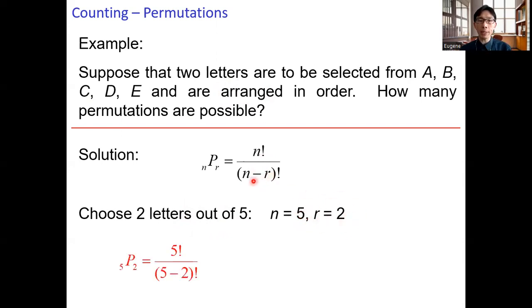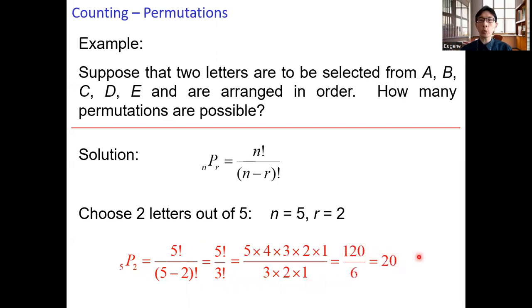Substituting these values into the nPr formula, we get 5P2 equals 5 factorial divided by 5 minus 2 factorial. What is 5 factorial? The expression is 5 times 4 times 3 times 2 times 1. And the 3 factorial in the denominator is 3 times 2 times 1. Upon calculation, we get 20. So choosing 2 letters out of 5 distinct letters, there are altogether 20 permutations.